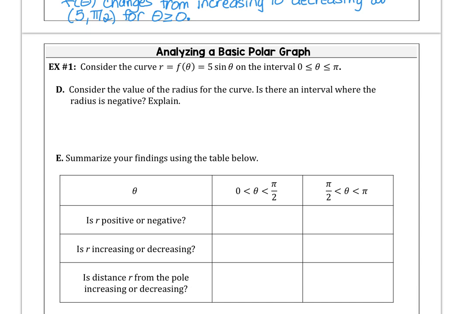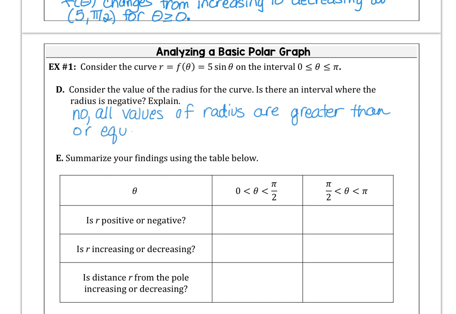So we just kind of basically said that all the values of the radius are greater than or equal to 0. None of them are negative. And they complete one full cycle in pi radians on that interval from 0 to pi.